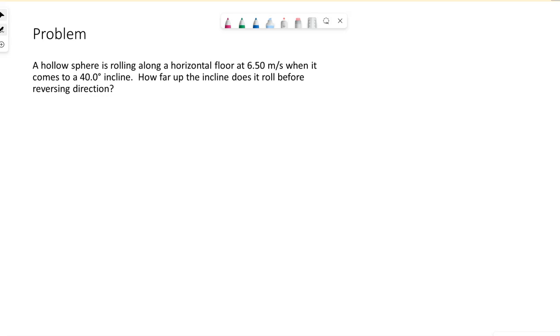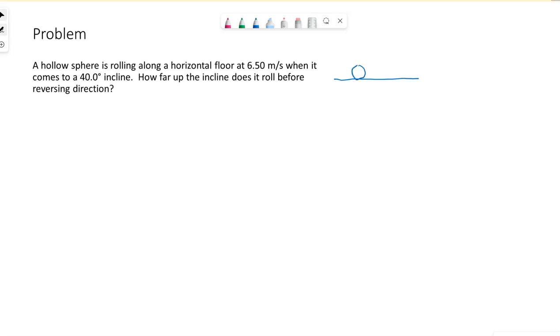All right, let's walk through this problem. A hollow sphere is rolling along a horizontal floor at 6.5 meters per second when it comes to a 40-degree incline. How far up the incline does it roll before reversing direction?